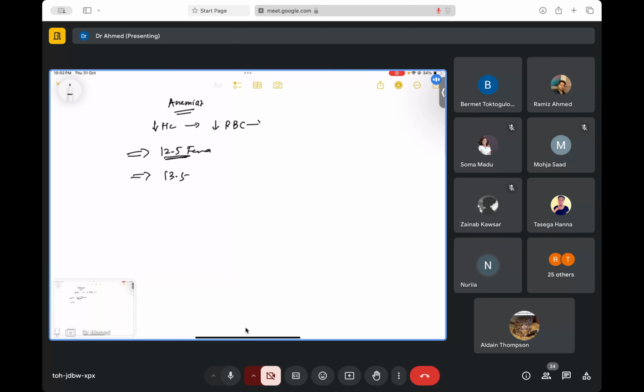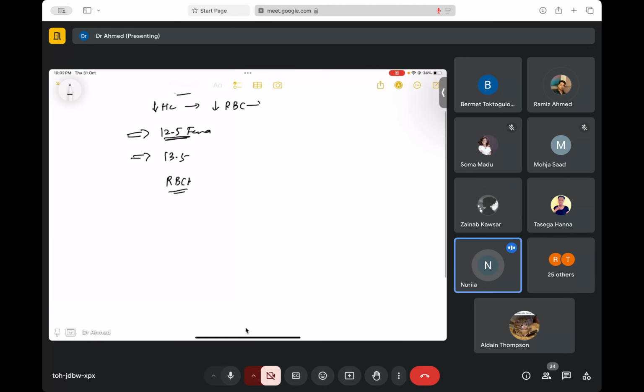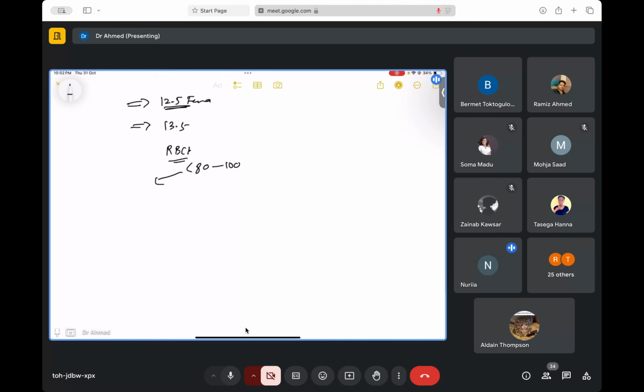So can you just tell me the normal mean corpuscular volume of red blood cells? 80 to 100, right? So, for example, if it's less than 80, it would indicate microcytic, and if it's greater than 100, it would be macrocytic, right? Macro for bigger, micro for less. Okay, so now let's discuss microcytic first.